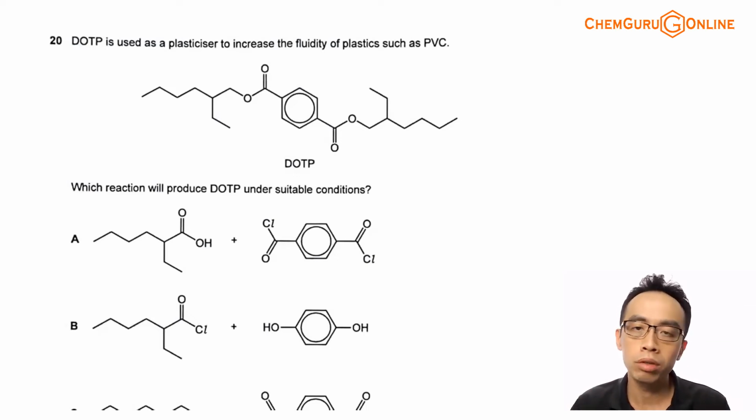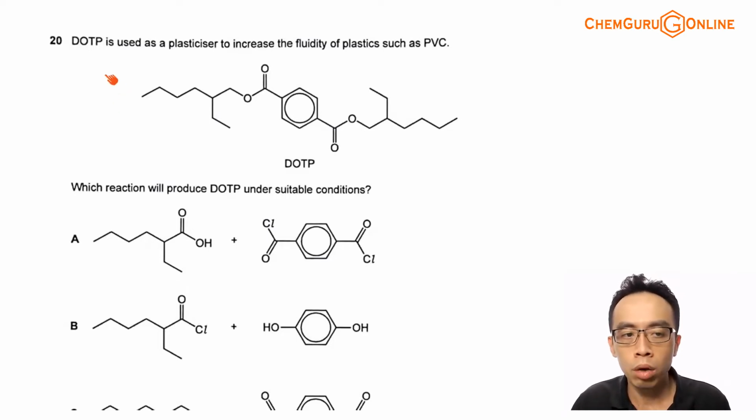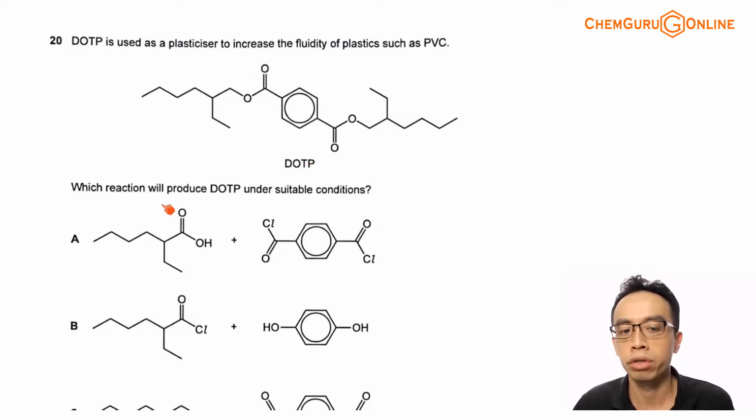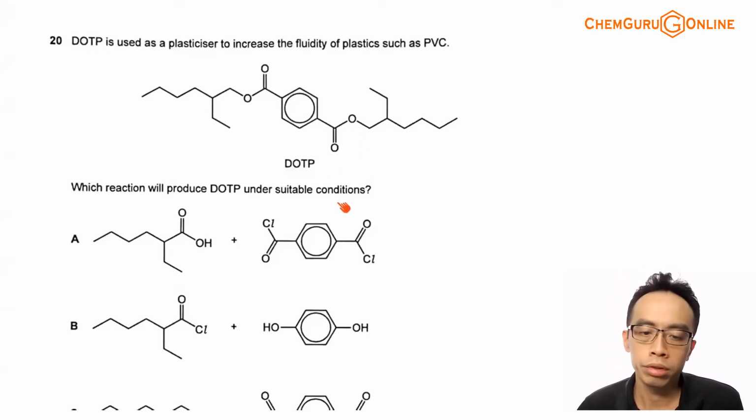Now in this video, we want to discuss the suggested solution for 2021 A-Levels H2 Chemistry, Paper 1, Question 20. Now question 20: DOTP is used as a plasticizer to increase the fluidity of plastics such as PVC. So the structure for this DOTP is given here. Which reaction will produce this compound under suitable conditions?